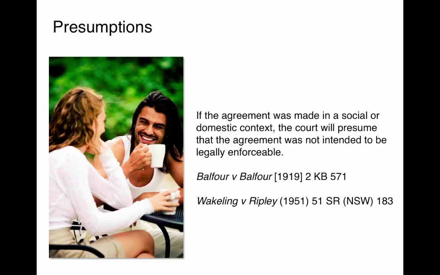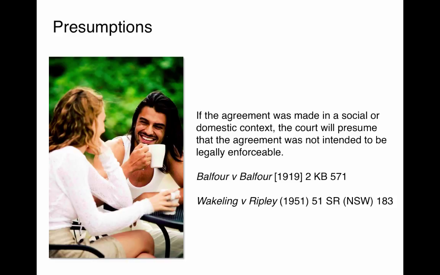This is not to say that friends and family members cannot make contracts. They certainly can make contracts, but they have to overcome that presumption. And so a person who wants to enforce a contract with their friend or with their family member has to persuade the court that the circumstances of the case were such that it would have been obvious to an objective observer that the parties did intend to be legally enforceable.